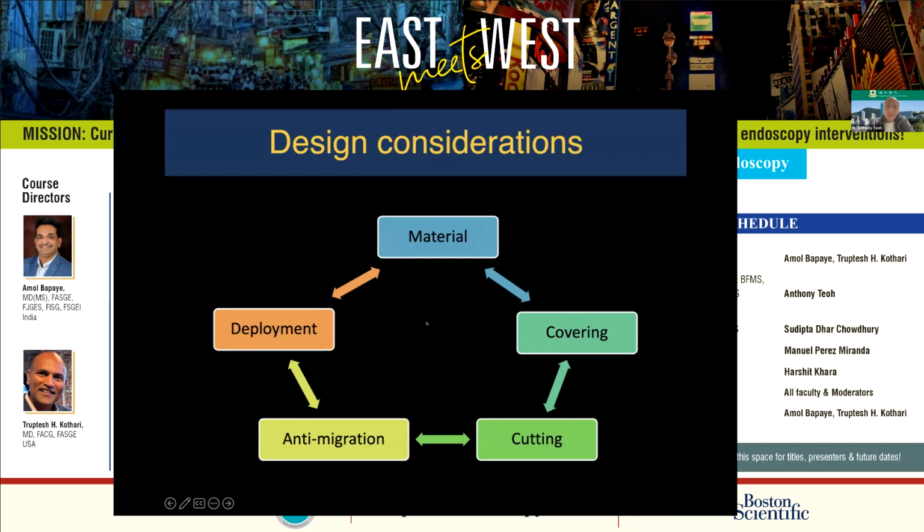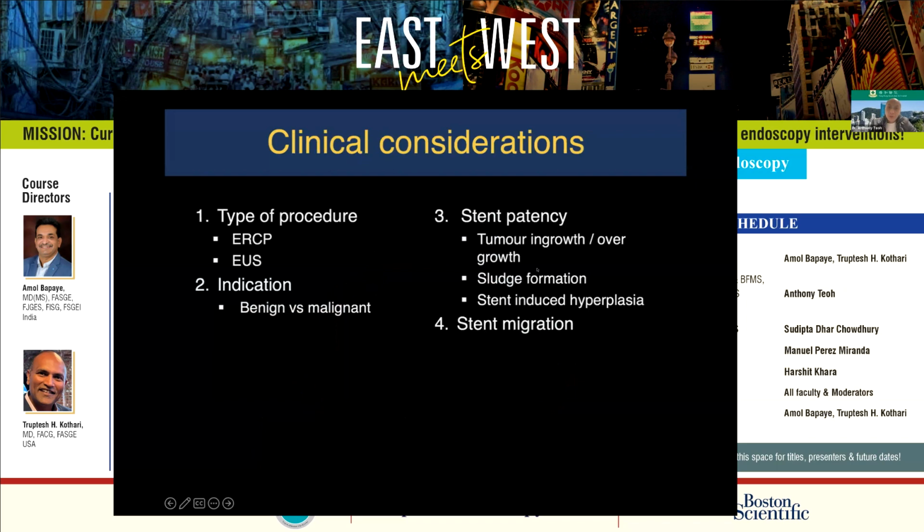When we design these stents, there are multiple considerations that we need to take into account: the material, whether it's metal or plastic, and if metal, whether we're going to use nitinol or not, the type of covering, the way that the metal is being cut, any anti-migratory properties, and how we deploy the stents. Of course, you also have clinical considerations like type of procedure, indications, stent patency, and also the risk of stent migration.